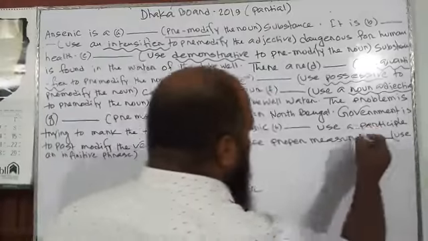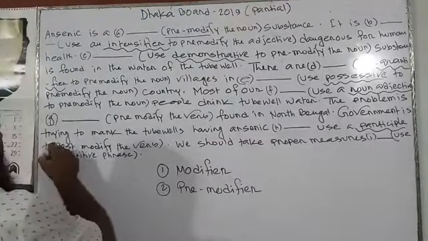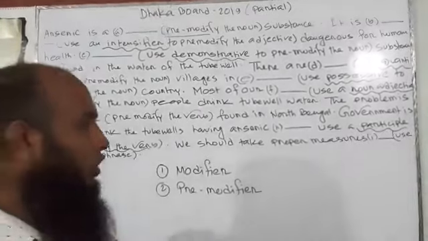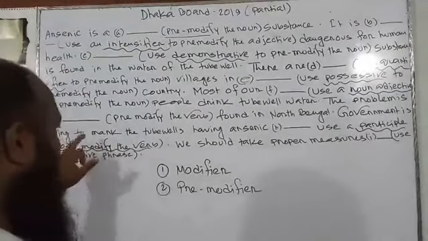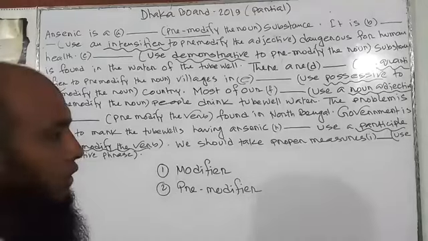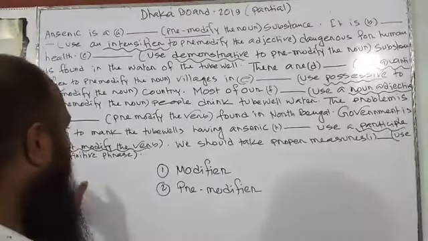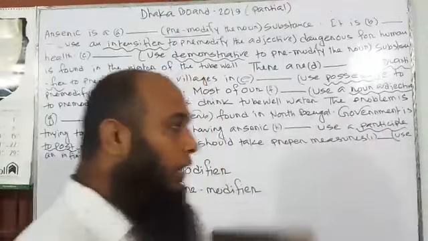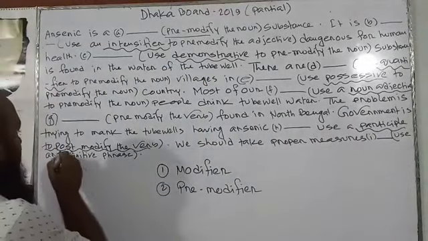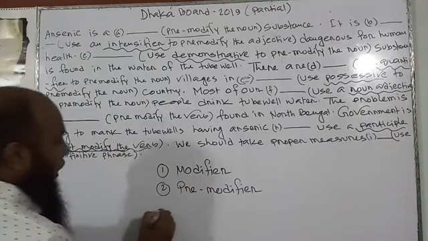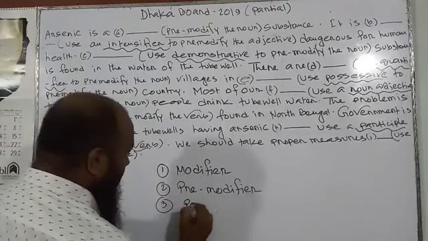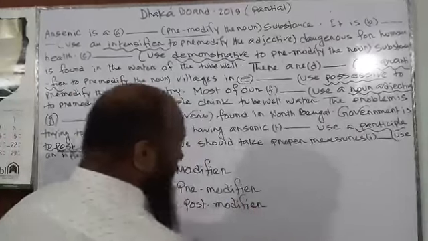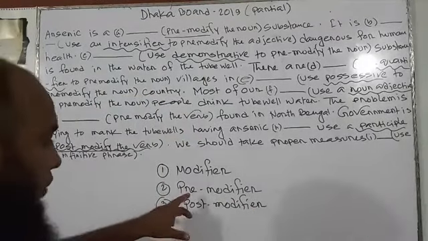Use a participle to post-modify the verb. Government is trying to mark tube wells having arsenic. Use a participle to post-modify the verb. Of course, you should know what is participle. And there is another thing to be noted, post-modifier. What is post-modifier? Now you see, only pre-modifier is not enough.